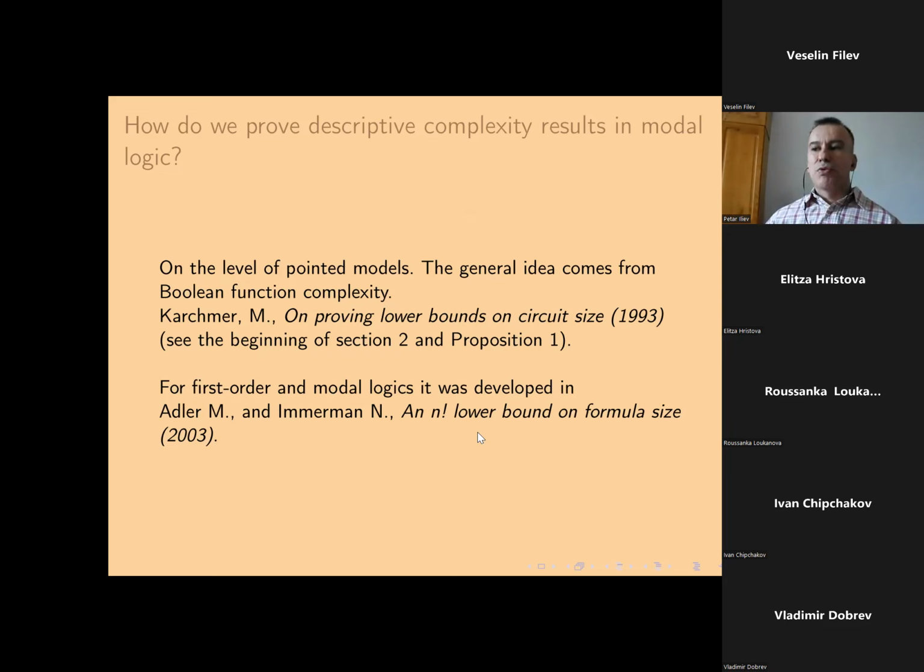The earliest paper I could find in which what I'm going to explain later appeared explicitly is a paper by Kachmann on proving lower bounds on circuit size, from 1993. But I am sure that the same tools, or the same basic shape of the argument, were probably used implicitly earlier. For first-order and modal logic, it was developed in a seminal paper by Adler and Immerman, where the tools I'm going to explain shortly were used to improve some early results in temporal logics that were obtained with automata-theoretic techniques. Adler and Immerman were able to improve these results that rely on very heavy automata-theoretic machinery with what follows now.